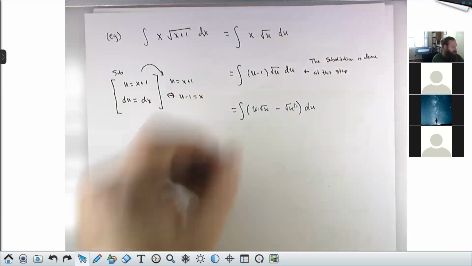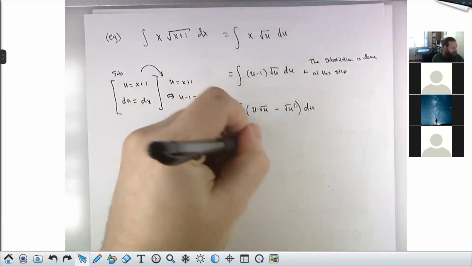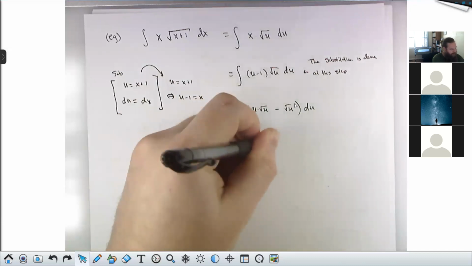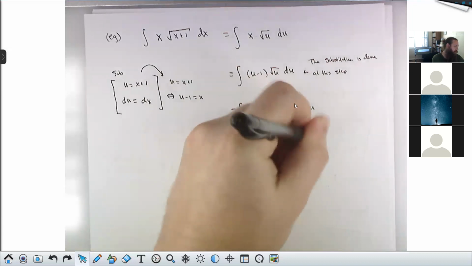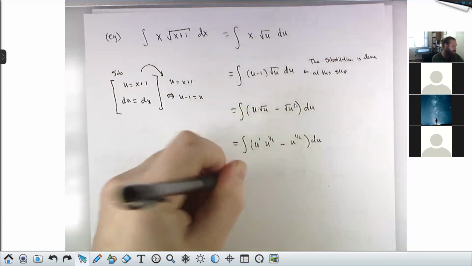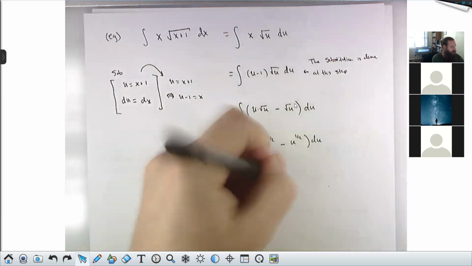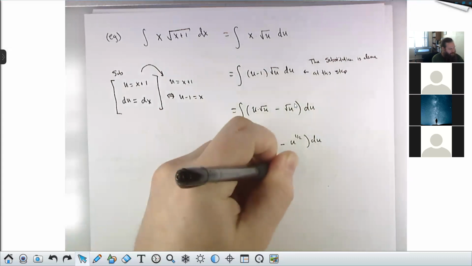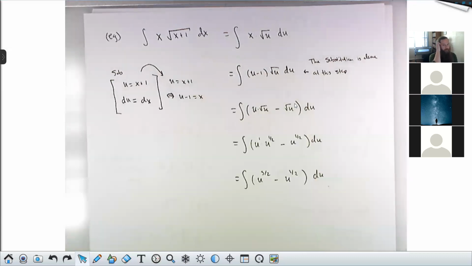All right, from here, u times the square root of u, this is u to the 1 times u to the 1/2 minus u to the 1/2 du. I can just do some algebra. u to the 1 times u to the 1/2 is u to the 3/2. So the thing I need to integrate is u to the 3/2 minus u to the 1/2 du. Just algebra, nothing crazy. Now I'm ready for an antiderivative.